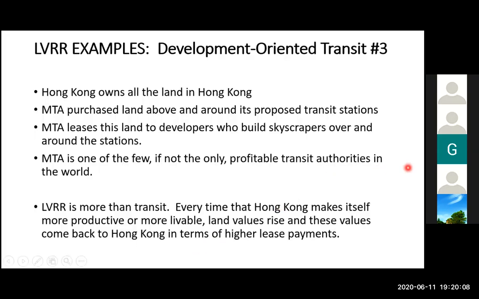Our next example, again, development-oriented transit, leaves the United States and goes to Hong Kong. A lot of people think of Hong Kong as sort of the motherland of capitalism, but people often don't realize this. Who owns all the land in Hong Kong? Hong Kong owns all the land in Hong Kong.